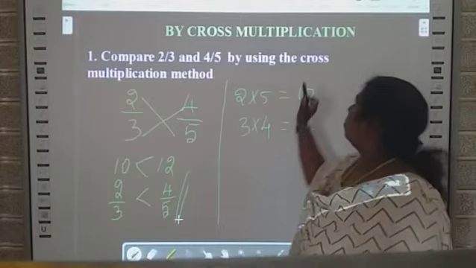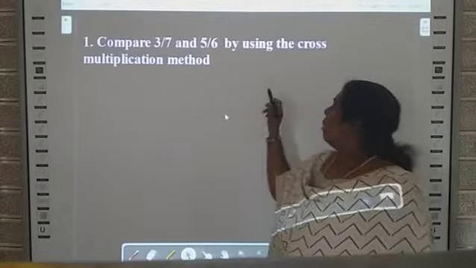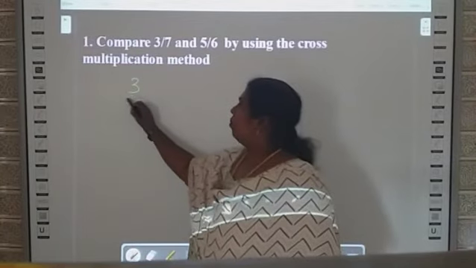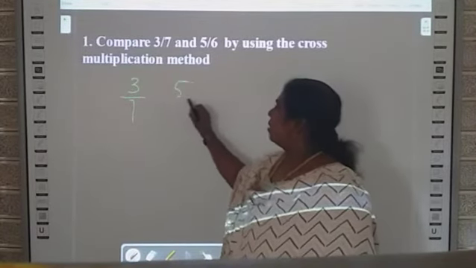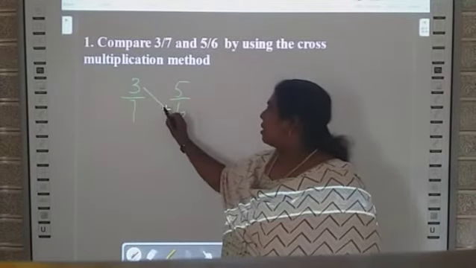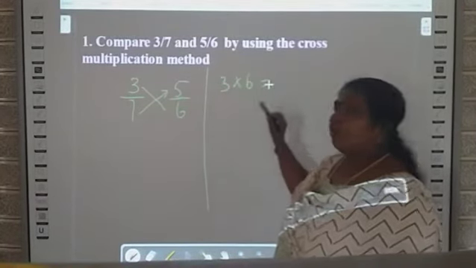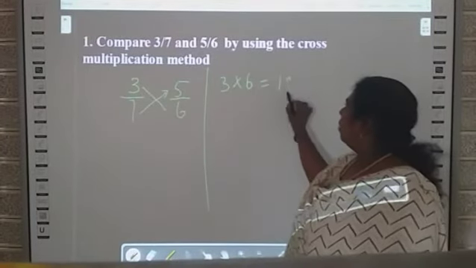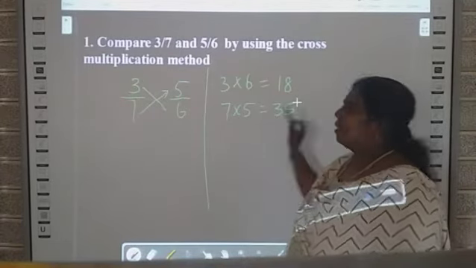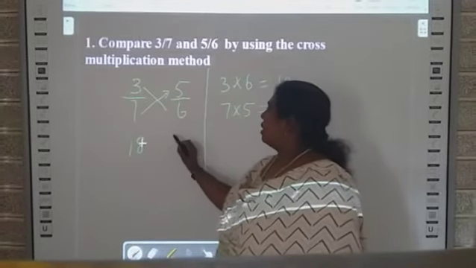See the next, second example. Compare 3 by 7 and 5 by 6 by using the cross multiplication method. Okay, yes. 3 by 7, then 5 by 6. Cross multiplication. First, which two numbers do we have to multiply? 3 and 6, then 7 and 5. Okay, 3 times 6 are how much? 3 times 6 are 18. Then 7 times 5 are how much? 35. So 3 times 6 is 18, and 7 times 5 is 35.